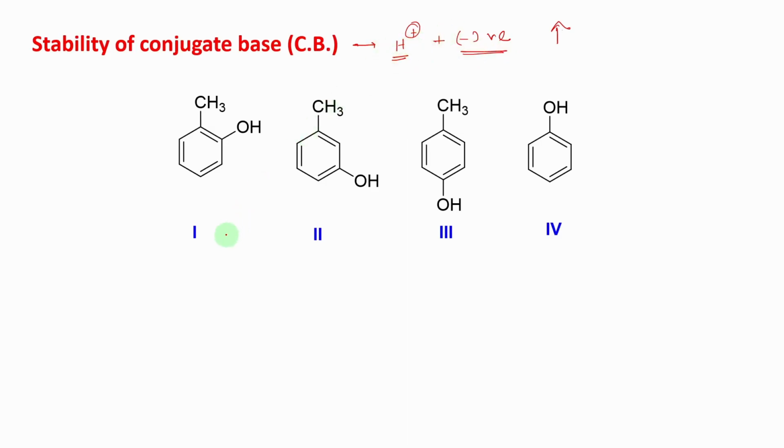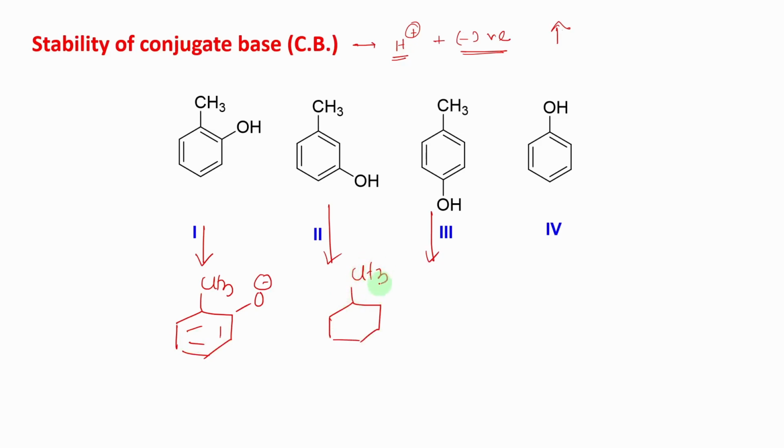Now let's look at the structure of the conjugate base from each of these structures. This is 2-methyl phenol, also called ortho-cresol. This is the conjugate base. Here it is meta-methyl phenol, or meta-cresol. This is the conjugate base. Here is the para-cresol. You can see the distance between the methyl group and O minus here. This is simple phenoxide.